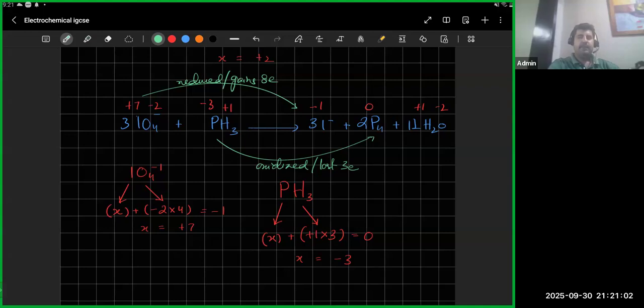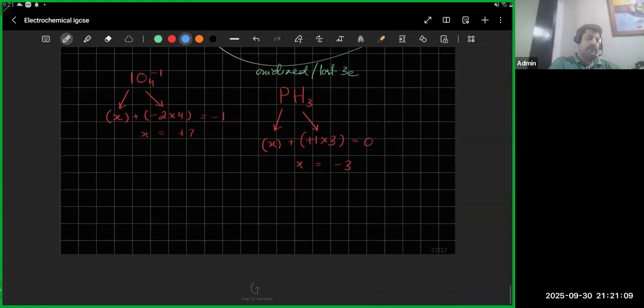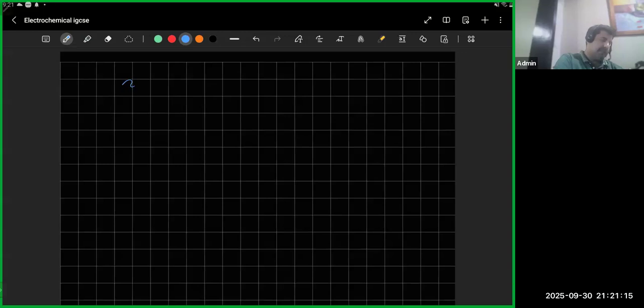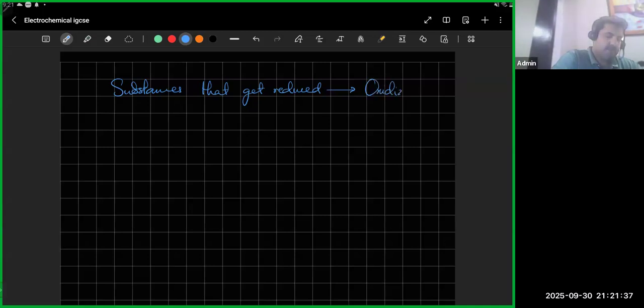Clear, sir. I said now one last thing about redox reactions. Not exactly one last thing, there's more. But one thing is the naming of things. The substances that get reduced, they would be called the oxidizing agent, or sometimes they'll also be called the oxidant.